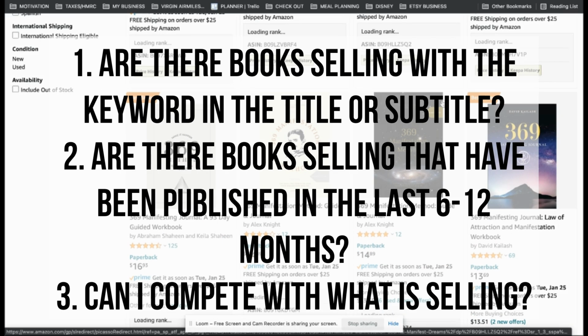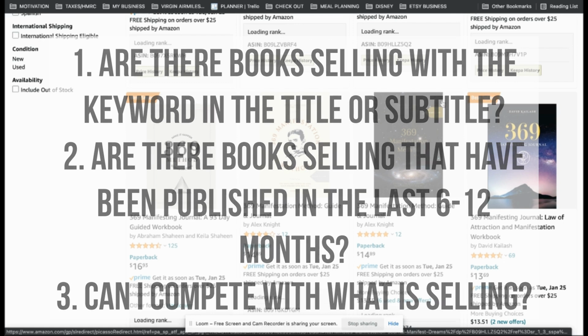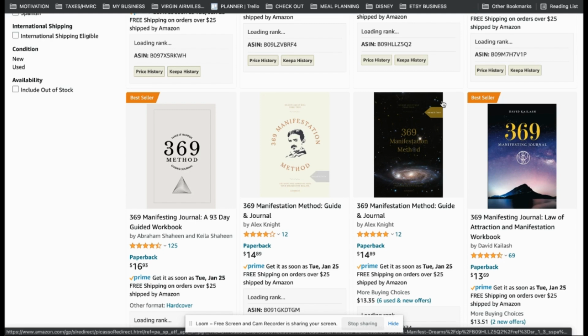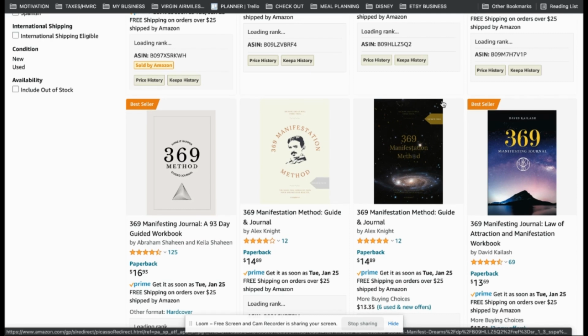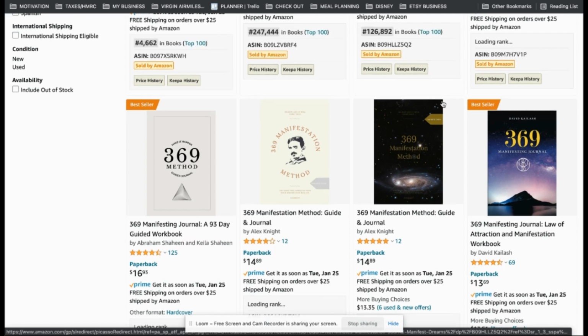And the third thing is, can I compete with the book that is selling? By that I mean, how many reviews does this book have? What's the design like? Can I compete with the design on these books that are selling? Could I improve on the design that's there? The really big one though is the reviews. If there are just tons of books, they're selling really well, but they have hundreds or thousands of reviews, that's a problem. However, if there is 1 or 2 books selling and maybe they only have a few reviews, that's still okay. That's still a good sign.